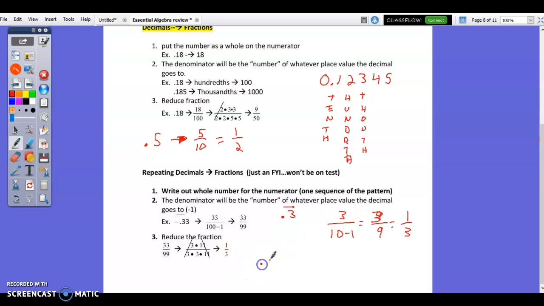If it was 0.89 repeating, for example, so it was 0.898989, you would do 89 on the top, and then that goes to the hundredth, so 100 minus 1 would be over 99. So again, they're not going to test you on this, but just an FYI, I wanted to throw it out there because it's on your notes.